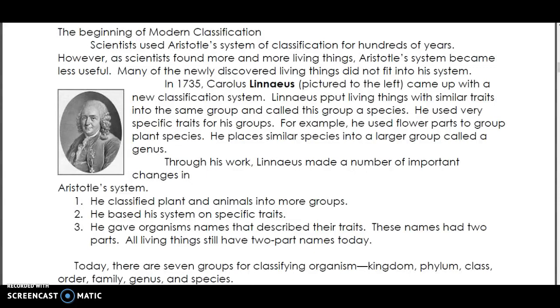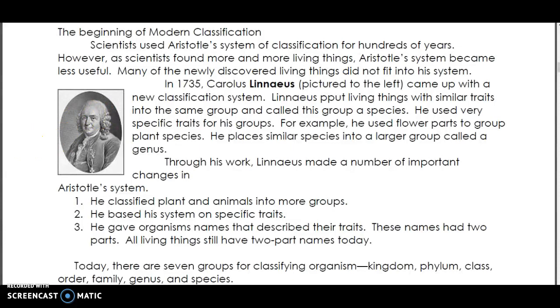Scientists used Aristotle's system of classification for hundreds of years. However, as scientists found more and more living things, Aristotle's system became less useful. Many of the newly discovered things did not fit into his system. In 1735, Carolus Linnaeus, pictured to the left, came up with a new classification system.